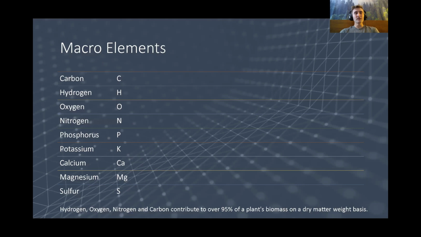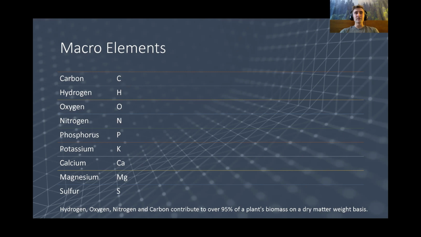So let's get a brief introduction to the macro elements. These are the elements that the plant needs in the greatest amounts. And I've listed them roughly in order of how much they need. So on the top, that's the greatest need. And then as you go down, you need less and less of them. It is important to memorize these.